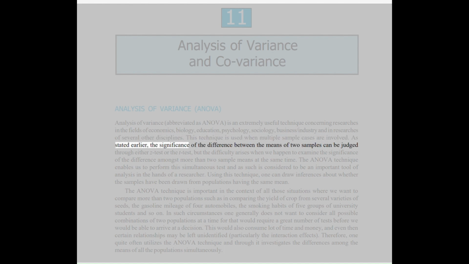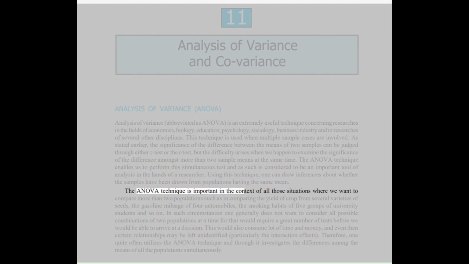As stated earlier, the significance of the difference between the means of two samples can be judged through either z-test or t-test, but the difficulty arises when we happen to examine the significance of the difference amongst more than two sample means at the same time. The ANOVA technique enables us to perform this simultaneous test and as such is considered to be an important tool of analysis in the hands of a researcher. Using this technique, one can draw inferences about whether the samples have been drawn from populations having the same mean.